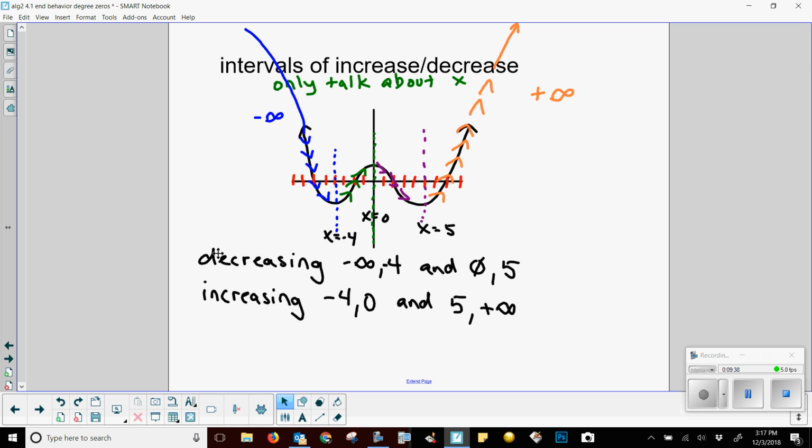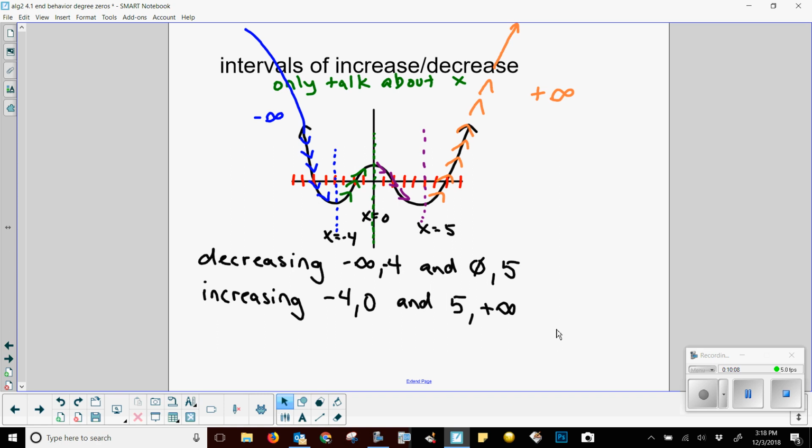So we would come down here and say, look, we are decreasing from negative infinity to negative 4. Once we hit negative 4, we are no longer decreasing. We are increasing. So that's where the increasing from negative 4 to 0. From x is negative 4 to x is 0, we are increasing. From 0 to 5, we are decreasing again. And from 5 to positive infinity, we are increasing again.